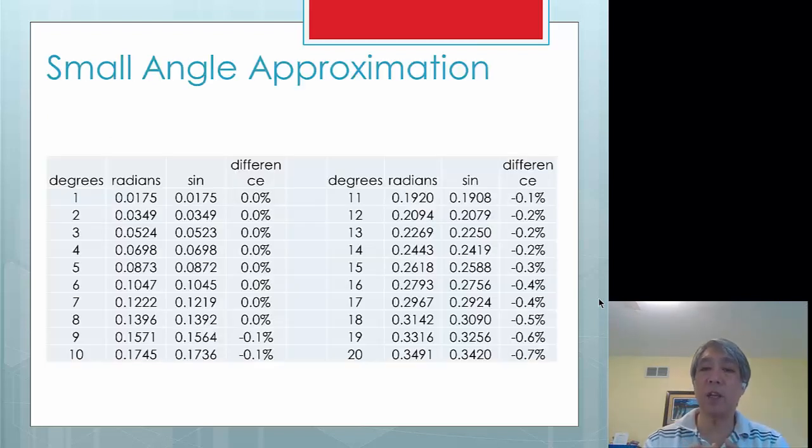Just looking at theta and the different sines, notice how much of a difference I have when I'm just at 1 degree. Even at 10 degrees, after I convert it to radians, my difference is only 0.1%. Going up to 15 degrees, I'm off by about 0.3%. Some people like to go all the way up to about 15 degrees. I prefer 10 degrees. But either way, just understand it must be a small angle.